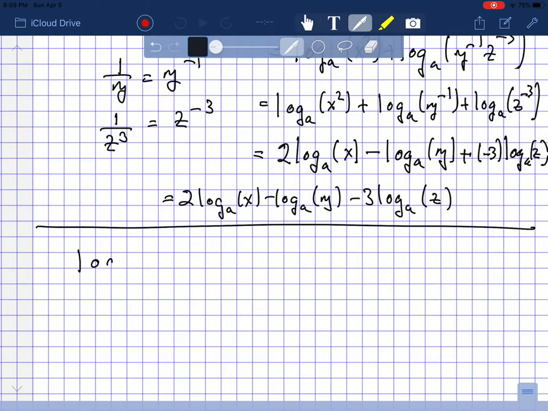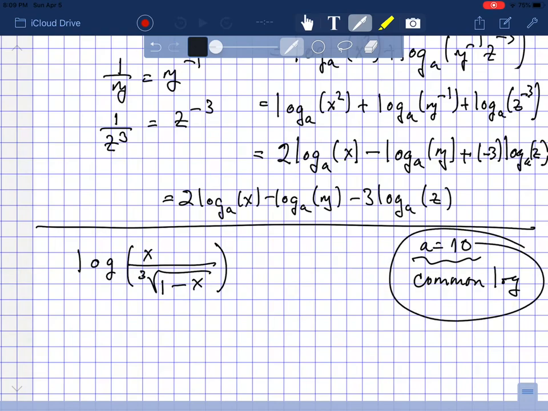Let's try this one. The log of x divided by the cube root of 1 minus x. Okay? First of all, notice there's no base there. Remember, what does that mean? What is the base? Well, if the base doesn't appear on the log, then it is assumed that the base is equal to 10. So we're dealing with a common log here.